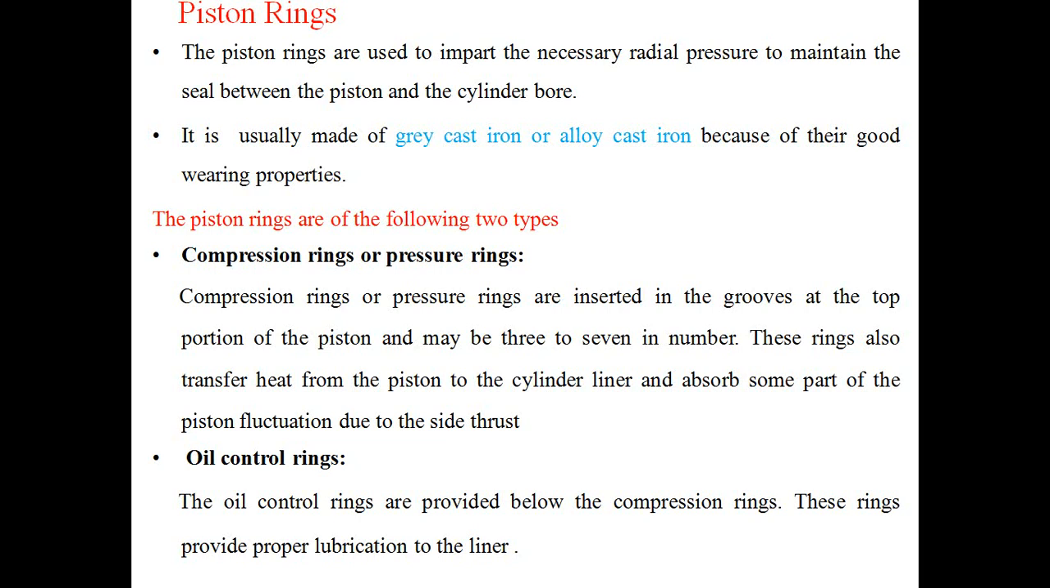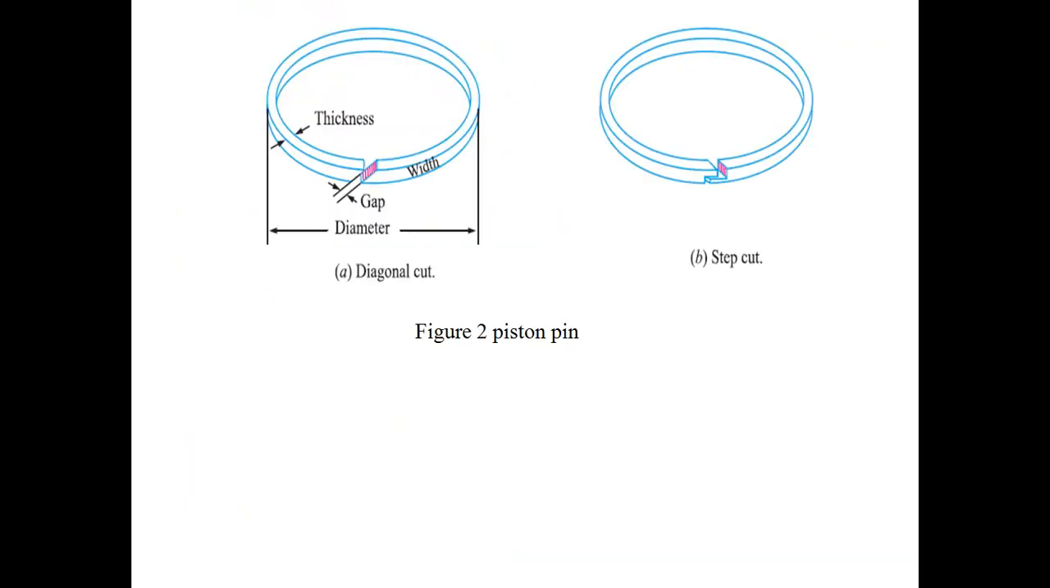The function of the compression ring or pressure ring is to prevent the leakage and absorb some part of the piston fluctuation due to the side thrust. And the oil control rings are provided below the compression ring. These rings provide proper lubrication to the liner. These are the piston rings.